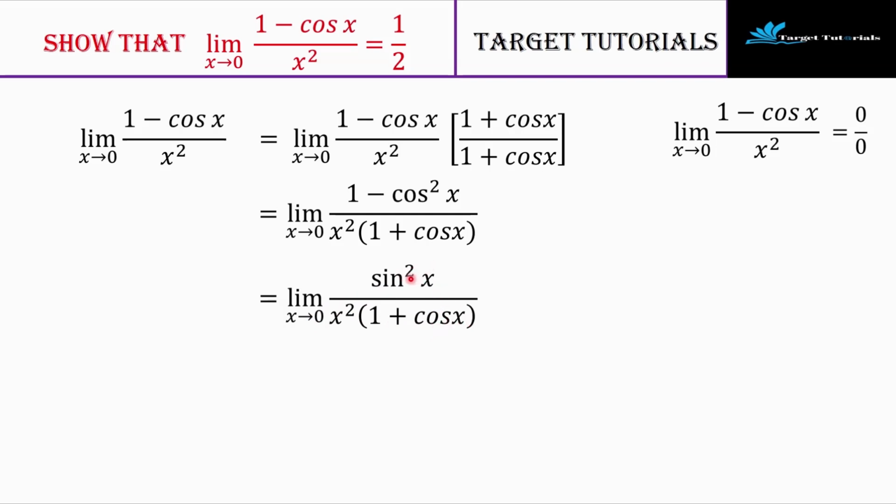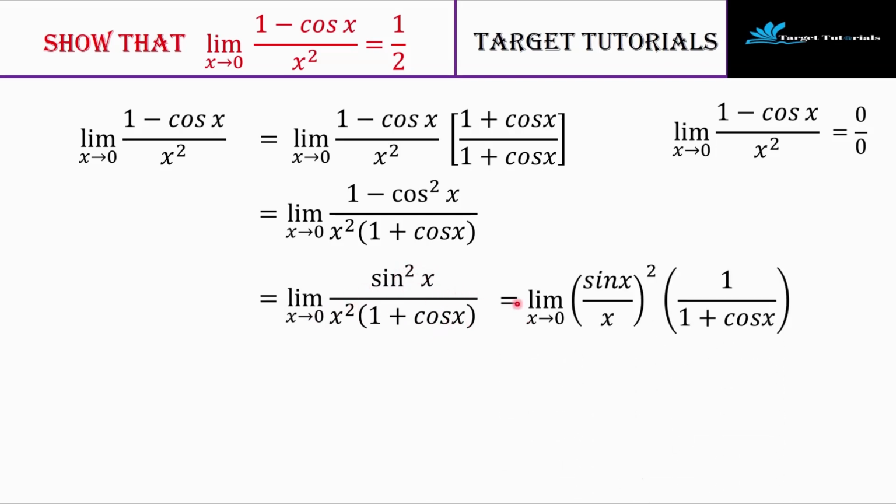If we bring sin squared x and x squared together, we obtain the limit as x tends to 0 of (sin x divided by x) all squared, times 1 divided by (1 plus cos x). We know that as x tends to 0, sin x divided by x tends to 1. This is a very important fundamental limit, and I will leave the link to the video where I prove this in the description, so you can go and watch it there. But you have to take note that this is a very important fundamental limit, that the limit as x tends to 0 of sin x divided by x gives us 1.